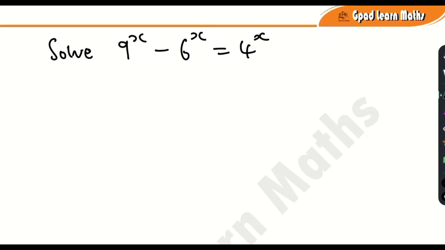In this video, we're going to be solving this question. 9 raised to the power of x minus 6 raised to the power of x is equal to 4 raised to the power of x. So how do we get the value of x?